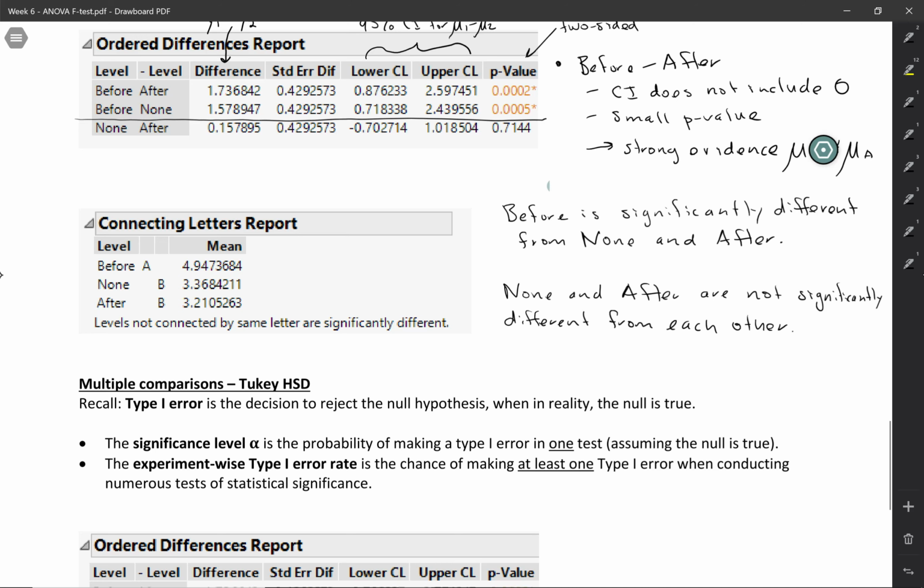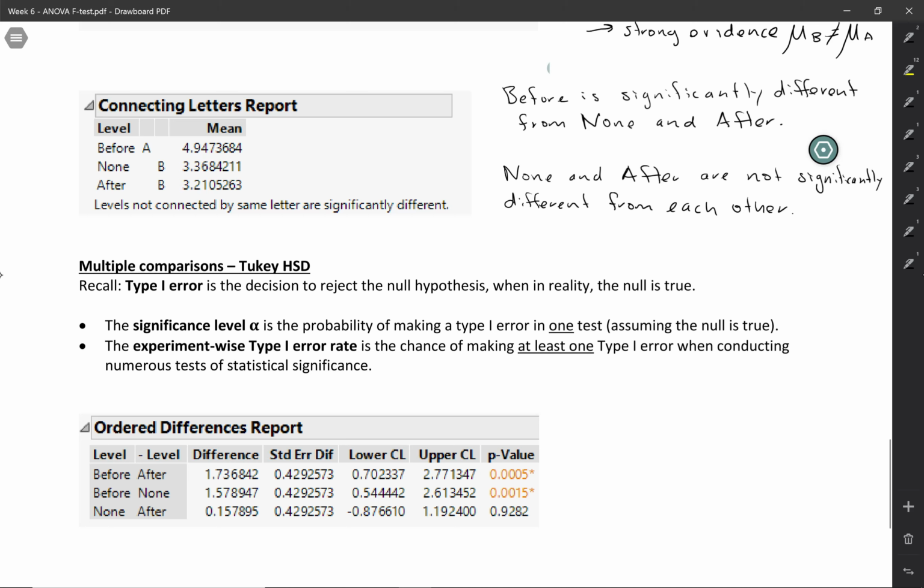So there's actually a way to adjust your confidence intervals and p-values to get around this problem. And it's called Tukey's HSD. And HSD stands for honest significant difference, so sort of throwing a little bit of shade at the t-test approach. And the benefit of Tukey's is that it adjusts for these multiple comparisons. So we have a problem with our type 1 error rate, and we want to adjust our confidence intervals and our p-values to account for that.